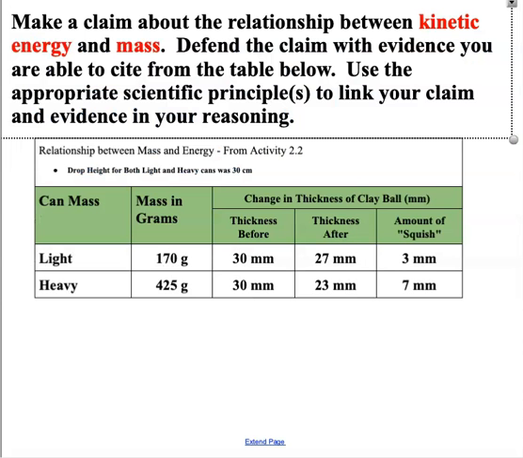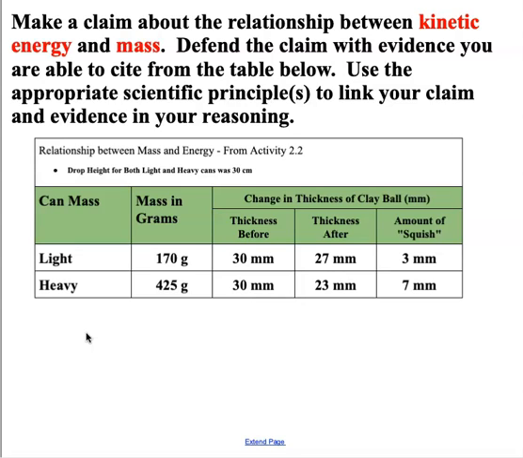So here's what you saw in your test. It says, make a claim about the relationship between kinetic energy and mass. That is what you're trying to answer. What is the relationship between kinetic energy and mass? So your claim should probably start out something like this: the relationship between kinetic energy and mass is... Then you have to answer, what is it?